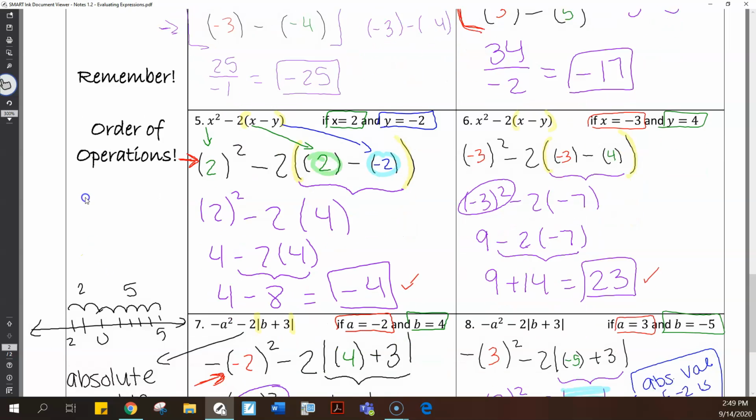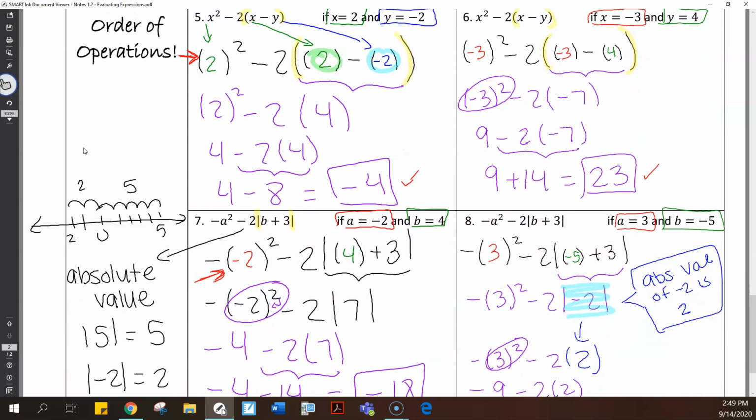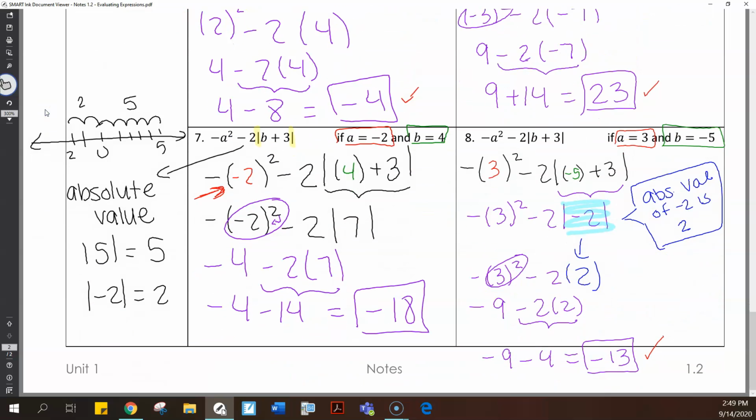Then go ahead and check number 6 and 8. Number 6 is going to be 23. Number 8 is going to be negative 13. Make sure you write down any questions you have and bring them with you to class.